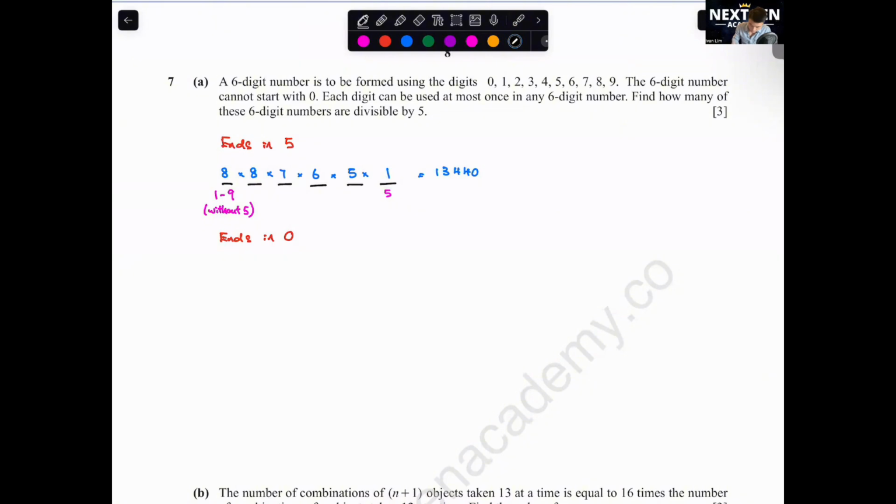Okay, if it ends in 0, slightly different. Last digit 0. First digit, I can use all of 1 to 9: 1, 2, 3, 4, 5, 6, 7, 8, 9. So I will have 9 choices here. Second one, after I use 2 digits, I'm left with 8, 7, 6, 5. Multiply all of this, you will get 15120. 15120 plus 13440. Okay, the total number of combinations, you will get 28560. This is your total.